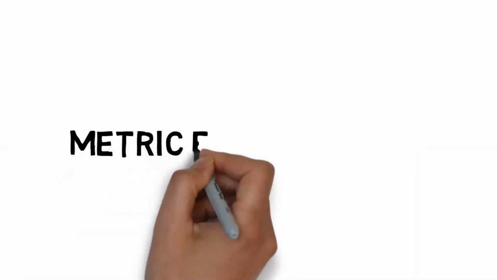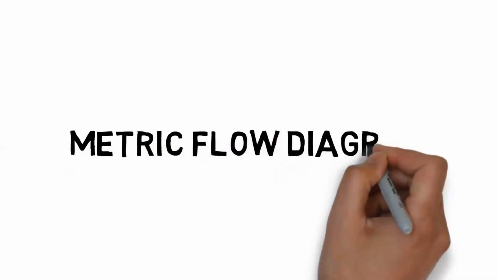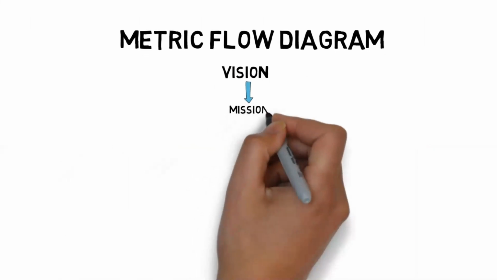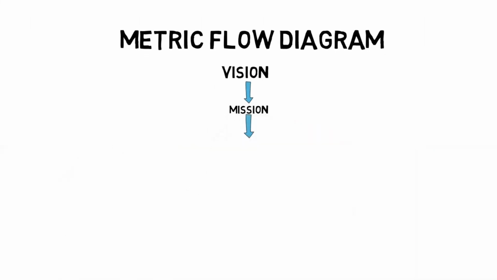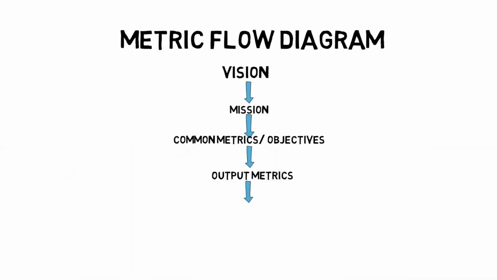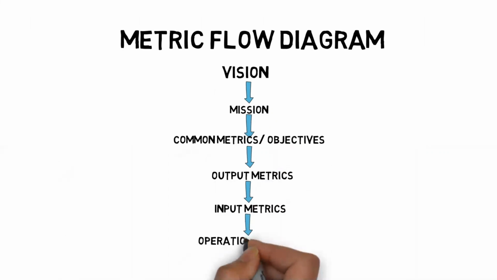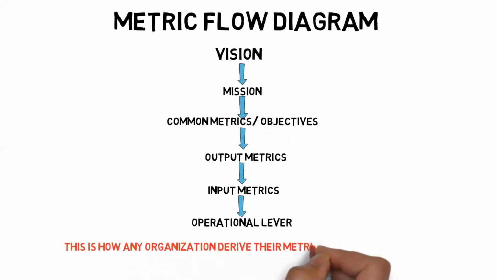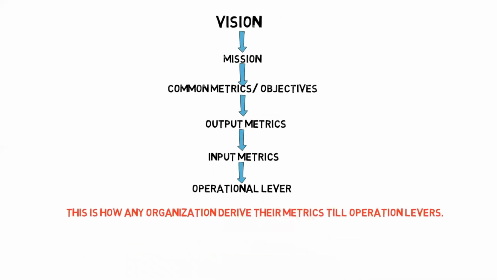Now, metrics flow diagram. This is the way organizations derive their metrics. First of all, an organization would have a vision and a mission, and next a common metric or an objective, and then it comes with the output metrics, and one level down is the input metrics, and finally the operational levers. So this is how any organization would derive their metrics till their last process in the organization.